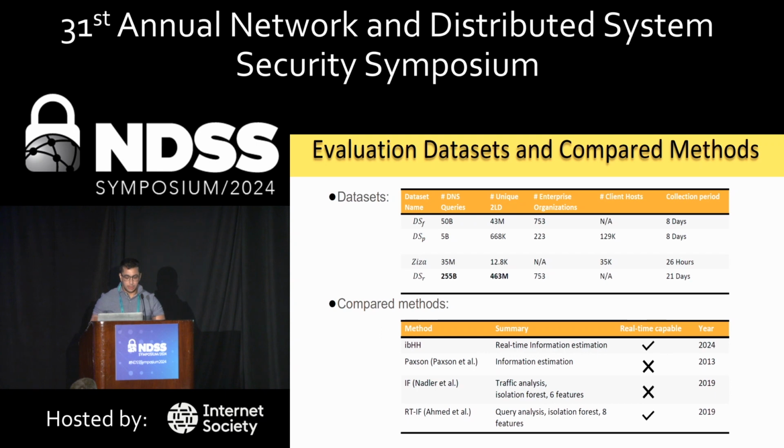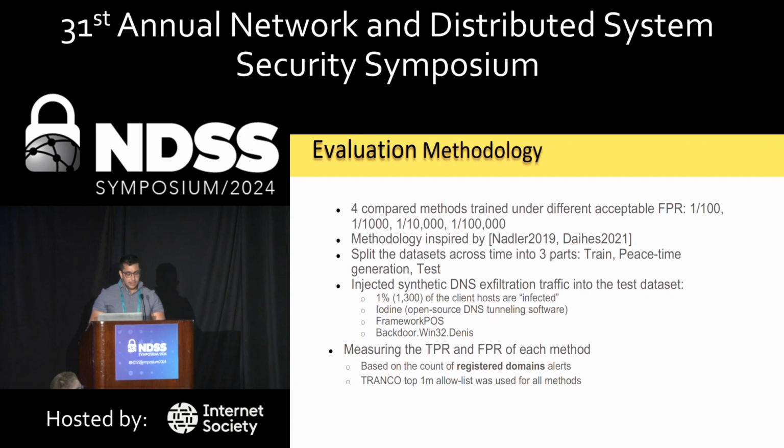So the evaluation is fairly standard. We're comparing the ibHH with 3 state-of-the-art methods over 3 datasets, which are either collected from Akamai customers or the open source dataset, which is the third one. And the evaluation is relatively standard. It is inspired by works from NADLA 2019 and DIAS 21.